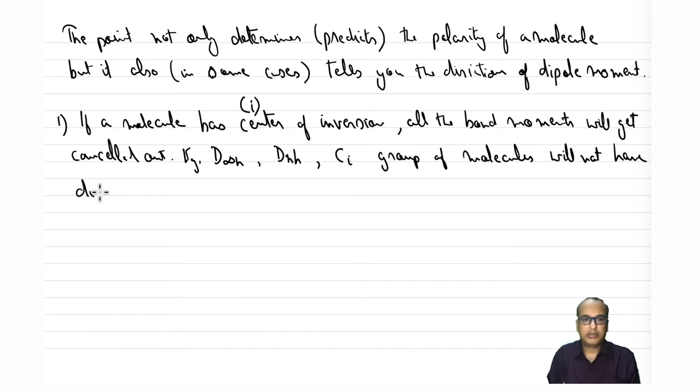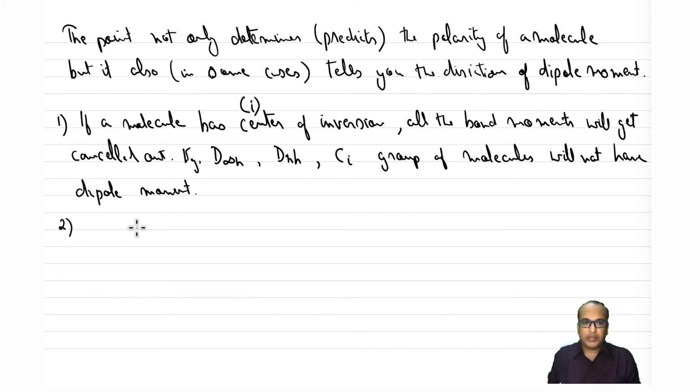So why is dipole moment important? Because it tells you about the solubility of the molecule and certain other properties which depend on this dipole moment. So it is important to know, when you're doing chemistry, whether a molecule is polar or non-polar, right?